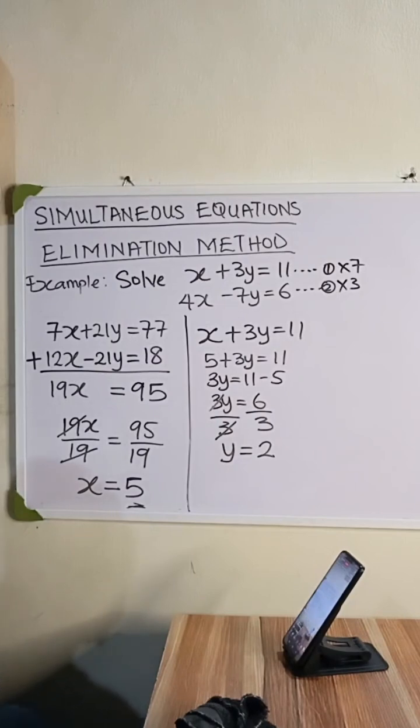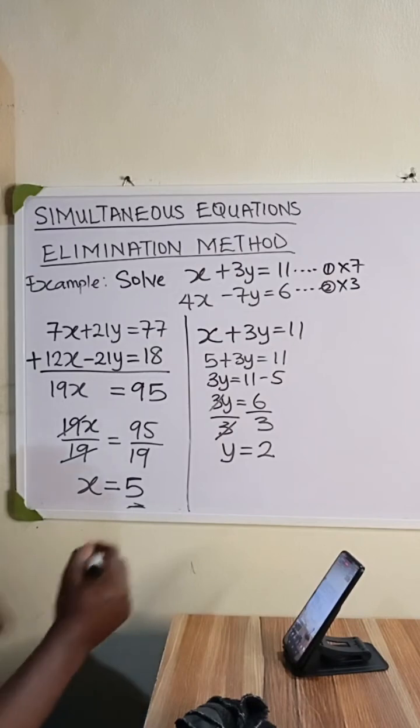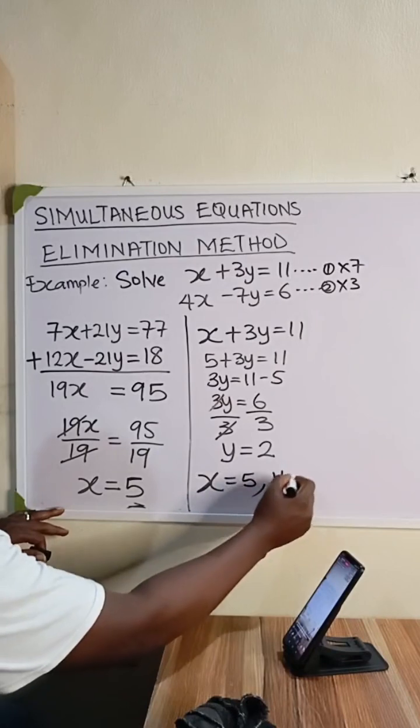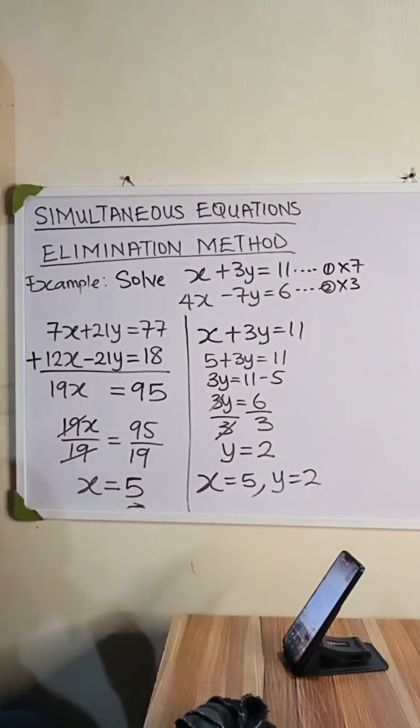Is y equal to 6? Y is equal to 2. Okay, so this means x is equal to 5, comma, y is equal to 2. Okay, good. So this becomes the answer.